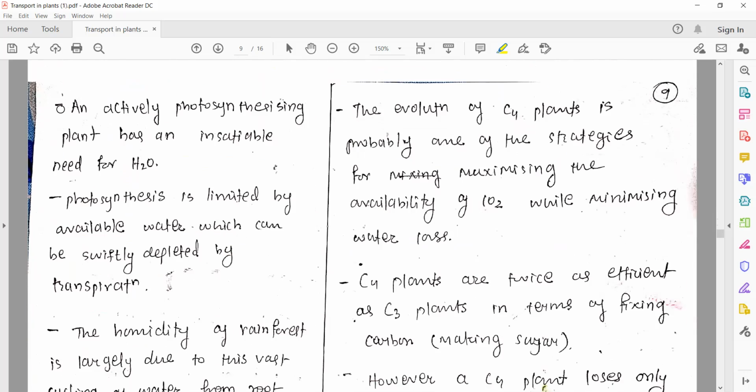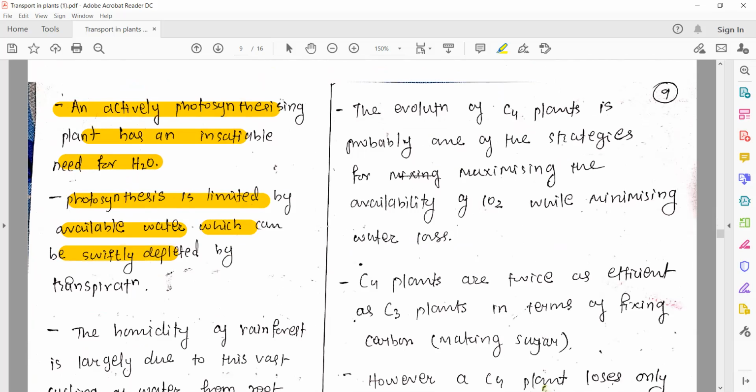Now see, an actively photosynthesizing plant has an insatiable need for water. Photosynthesis is limited by the availability of water, which can be swiftly depleted by transpiration. Means what? When the transpiration process is happening continuously, water will be getting lost. Because of this, the photosynthesis process can be in a problematic condition.